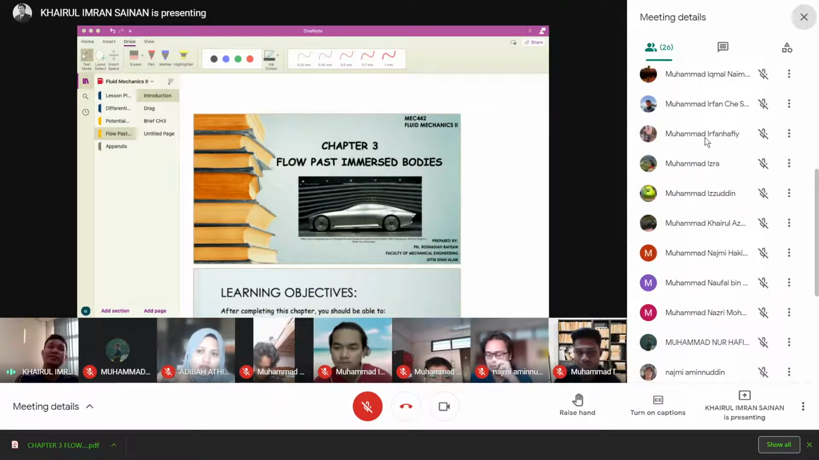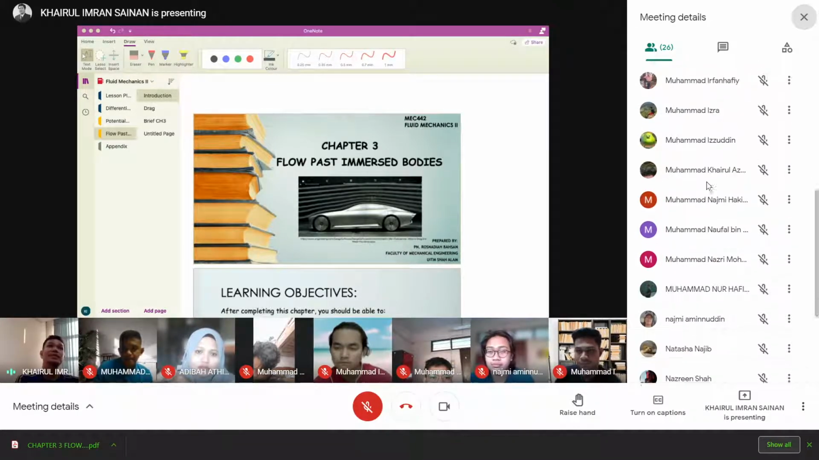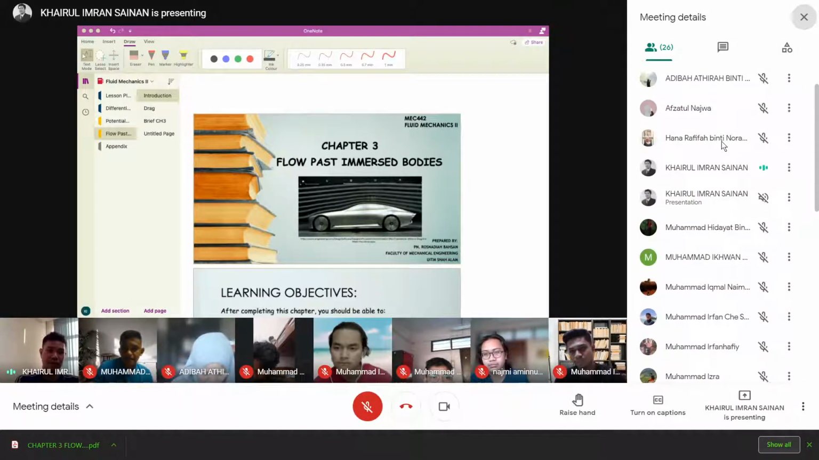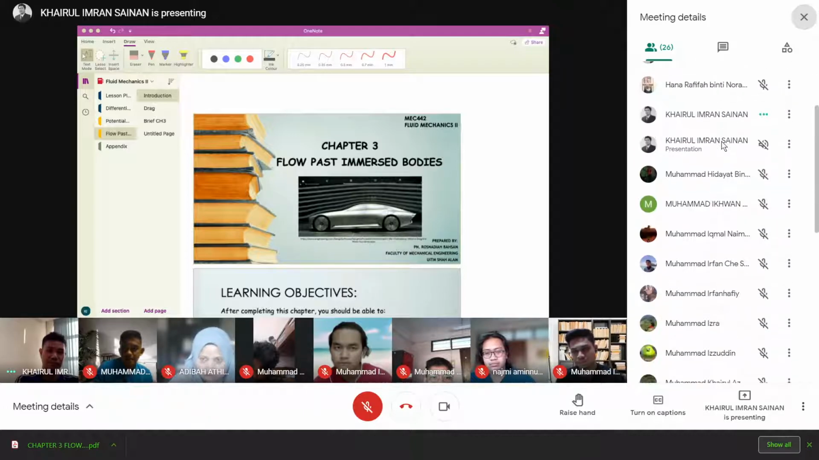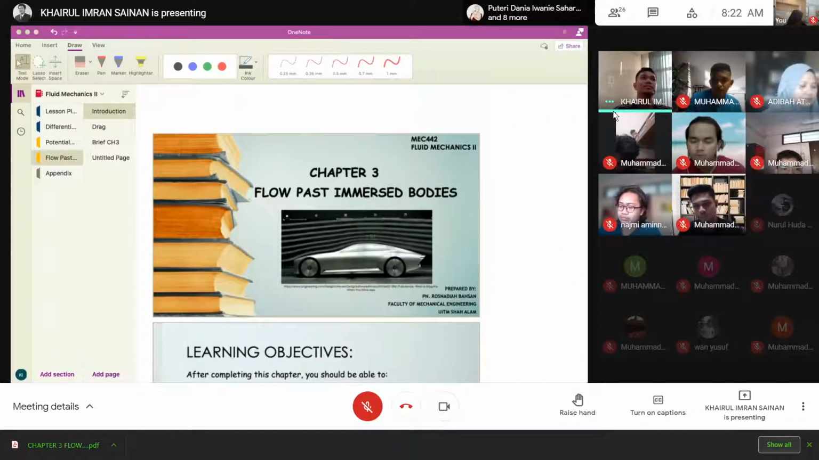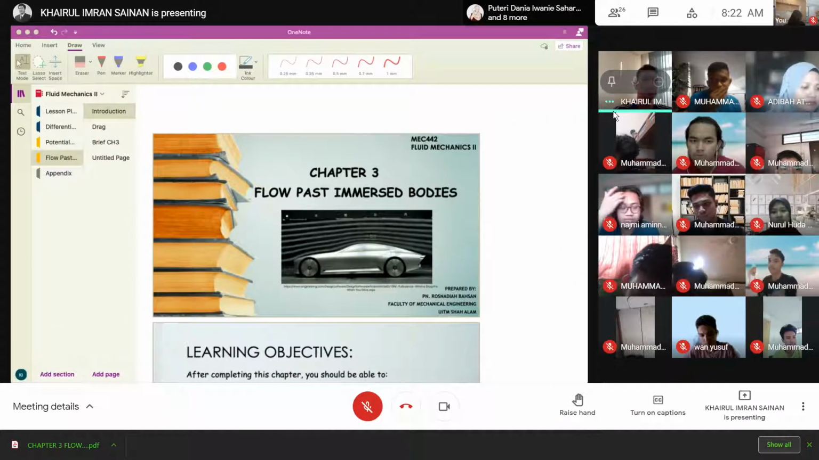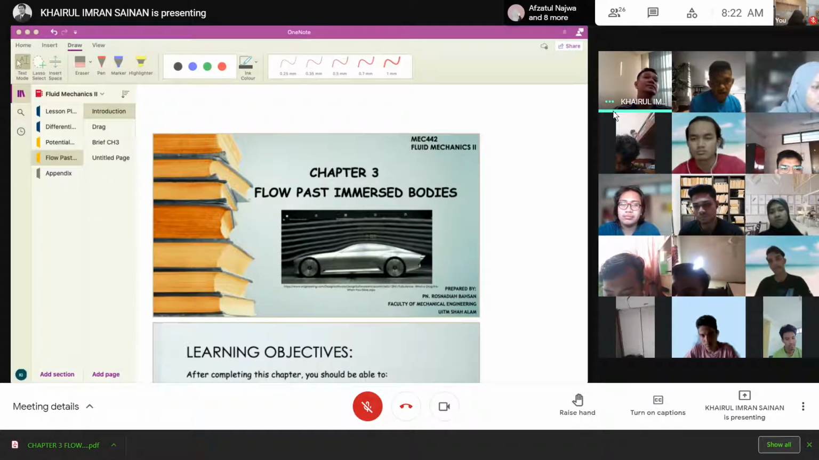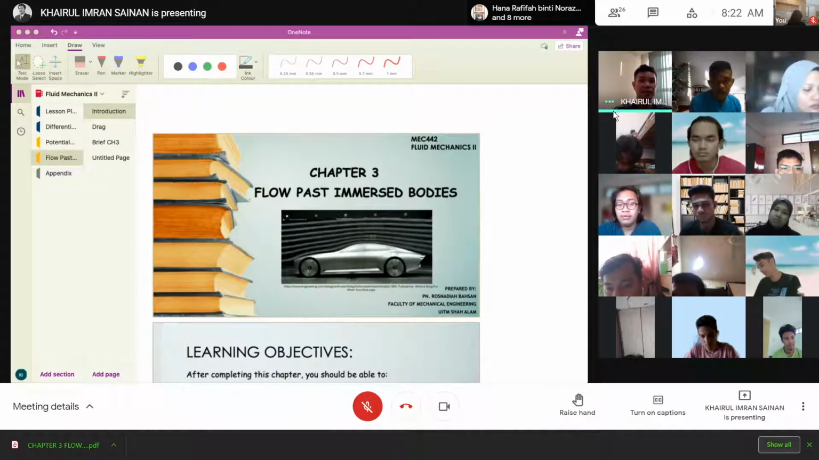Okay, so that's your answer. But basically, when we talk about aerodynamics, we always talk about the body itself, the geometry of the body. For example, aircraft, right? We try to design the body to be as streamlined as possible, but they have lift or drag.